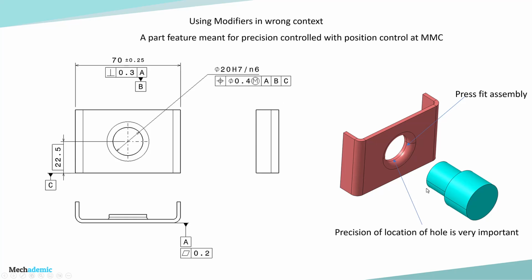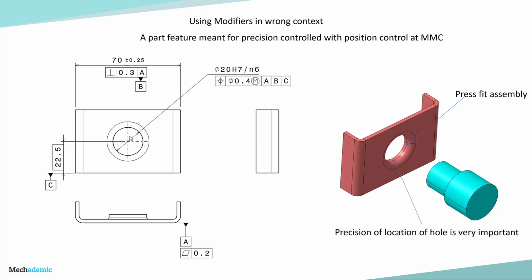And in that case, the precision of location of this hole with respect to the datum features A, B, and C specifically is very important. In that case, when we use maximum material condition, then it will have bonus tolerance. And when it has bonus tolerance, that means that we are only designing it for assembly. We are not designing it for precision.